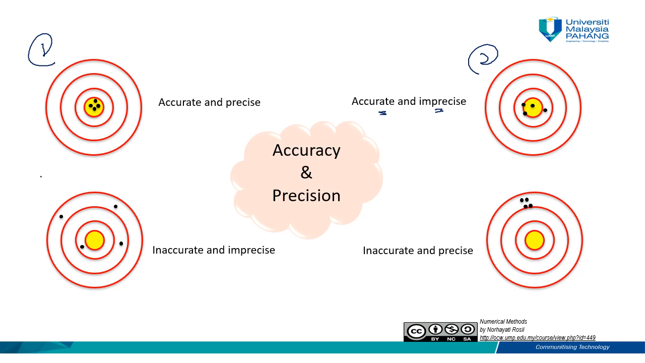And for the third figure, this is inaccurate and also imprecise. Why inaccurate? Because all the 4 bullets are not close to our target. And also it is imprecise because all the 4 bullets are not close to each other. So this is the first bullet, the second bullet, the third bullet, the fourth bullet, where they are not close to each other. And for the last figure, they are inaccurate but they are precise. Why inaccurate? Because they are not close to our target. But precise? Because all the 4 bullets are close to each other.